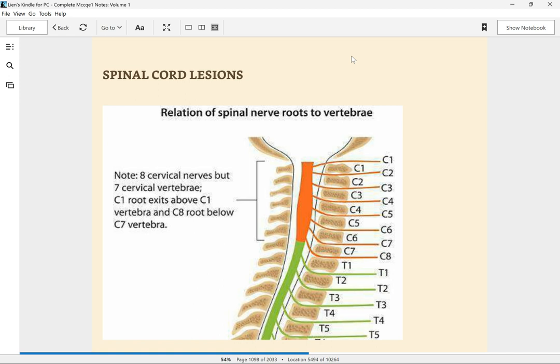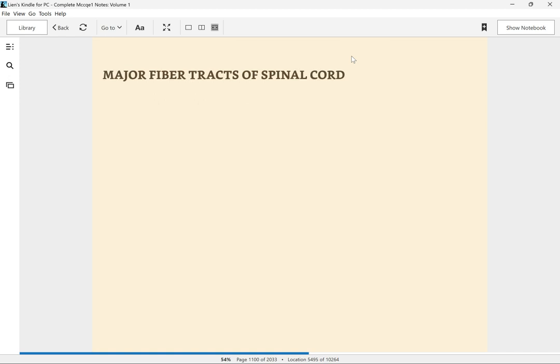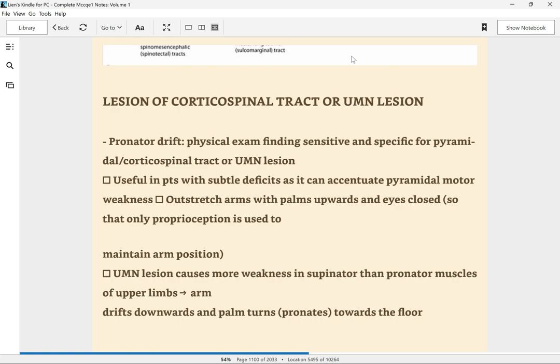Spinal cord lesions. Major fiber tracts of the spinal cord. Lesion of the corticospinal tract or UMN lesion, pronator drift. Physical exam finding sensitive and specific for pyramidal/corticospinal tract or UMN lesion, useful in patients with subtle deficits as it can accentuate pyramidal motor weakness. Outstretch arms with palms upwards and eyes closed, so that only proprioception is used to maintain arm position. UMN lesion causes more weakness in supinator than pronator muscles of upper limbs, so the arm drifts downwards and the palm pronates towards the floor.